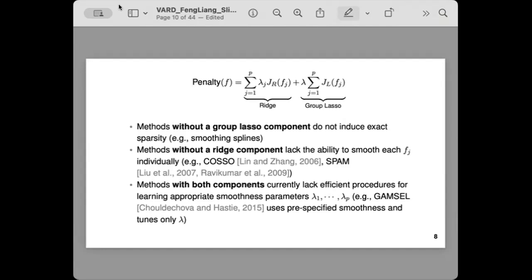For example, GAMSel will pre-specify the smoothness penalty to some extent, and then choose only a single global regularization parameter lambda. Because in GAMSel, the J_L also contains some smoothness penalty. So when lambda changes, it also affects the individual smoothness. However, using a global tuning parameter for smoothness control is problematic when different f_j's vary in smoothness. As we will see in our simulation study, GAMSel struggles when different f_j's require very different levels of smoothness.